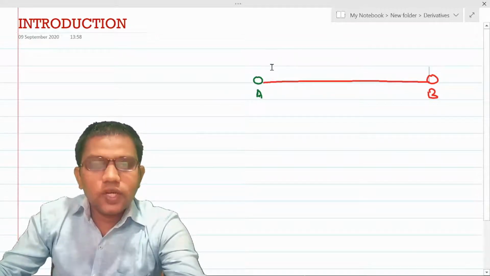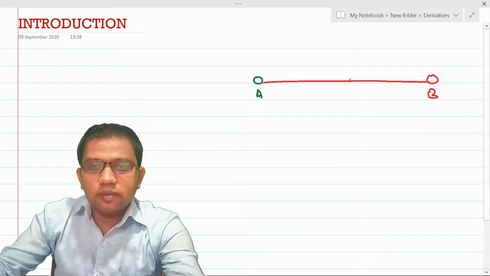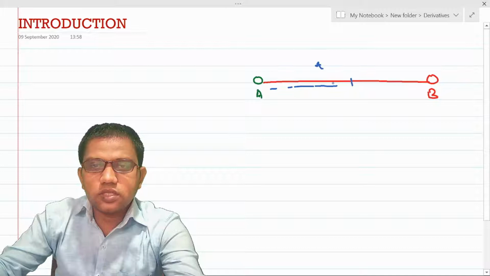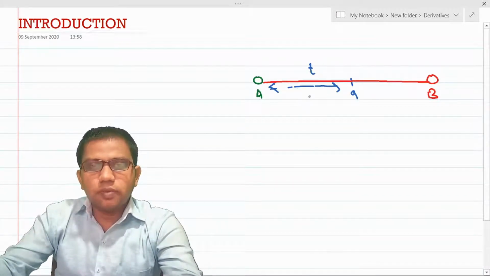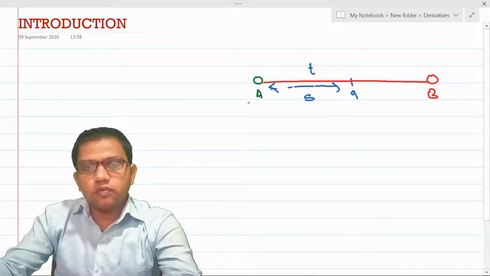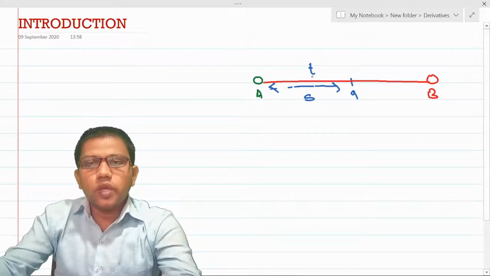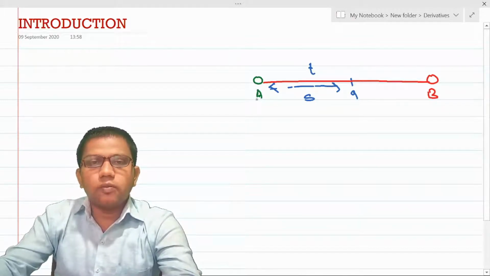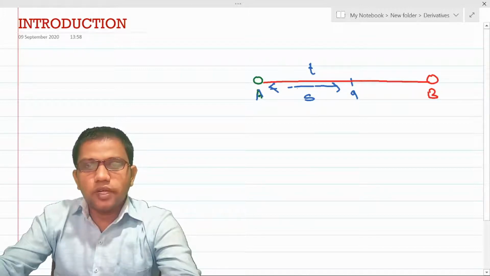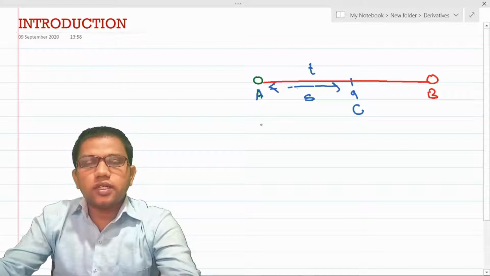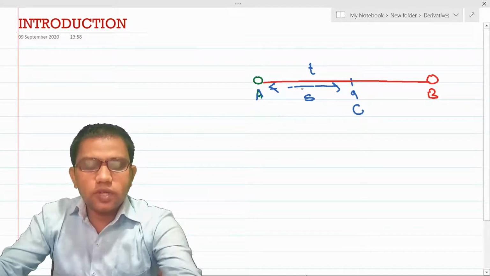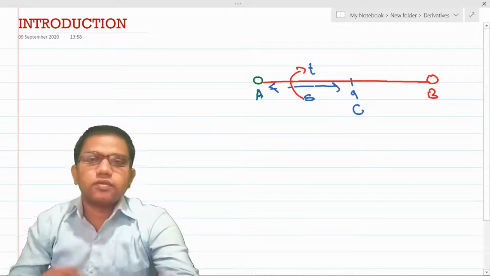Let us consider that after some time t, the body covers a distance equal to A. This is actually the displacement of the body from the origin O to A. Sorry, from the point A to this point. Suppose this is C. This is called the displacement of the body, and this displacement depends on t, the time.